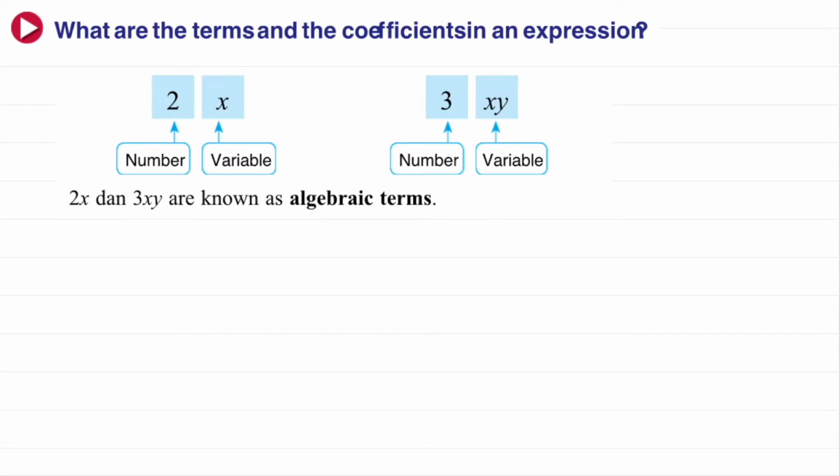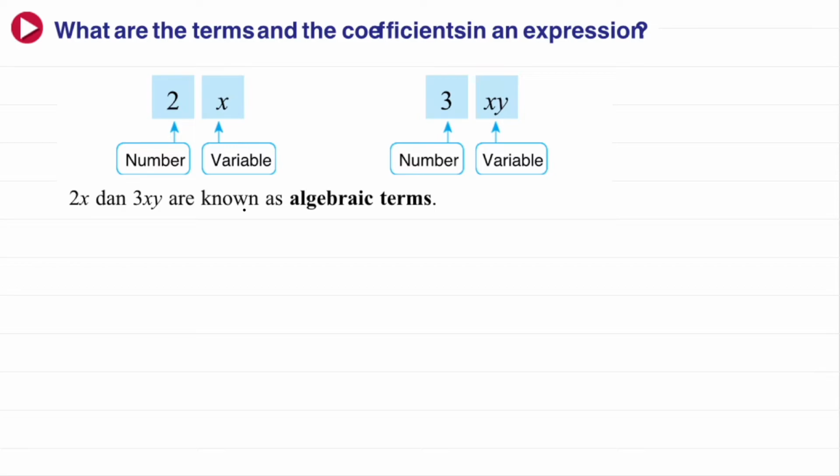Now, what are the terms and coefficient in expression? So kalau kamu tengok dekat sini ada dua jenis. Dia ada 2x dengan 3xy dekat situ. Again, apakah definition algebraic expression? Algebraic expression adalah gabungan di antara nombor dengan variable. So kita ada sini nombor, kita ada variable kat sini, kita ada nombor kat sini dan kita ada variable kat sini. So dikata kat situ 2x and 3xy are known as algebraic term.